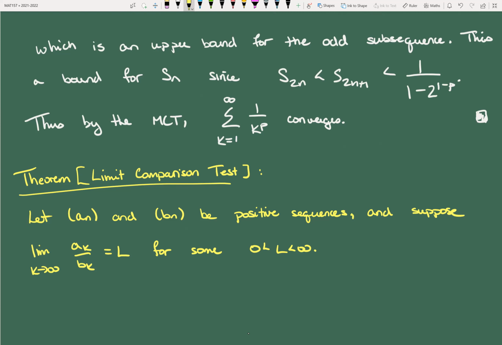So again, morally speaking, this means that a_k and b_k are basically the same thing. In order for this to give you a finite limit as k goes to infinity, they're morally behaving the same way, up to some multiplicative constant L. In that case, the series a_k converges if and only if the series b_k converges. So we're going to do some bad English here, start our sentence with then: the series a_k converges if and only if b_k converges.